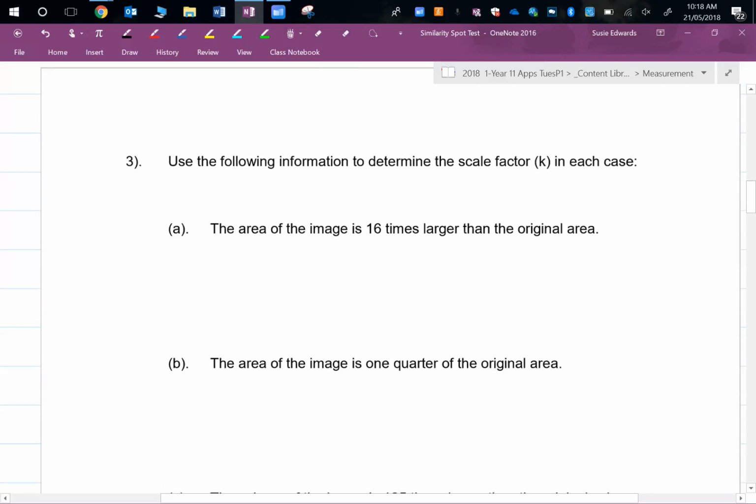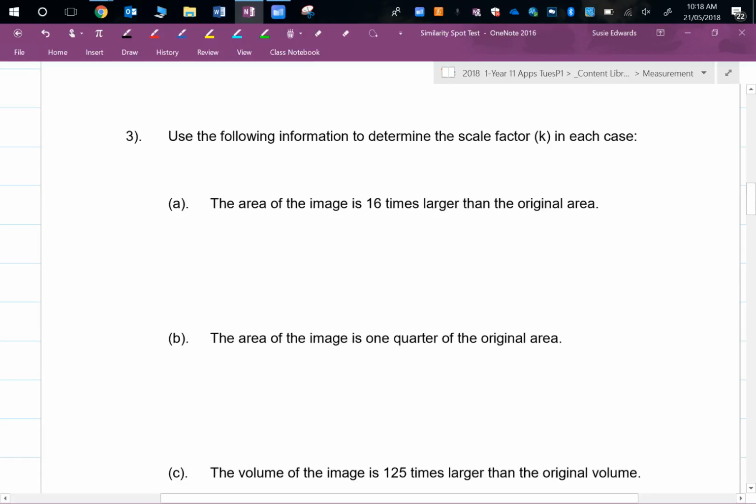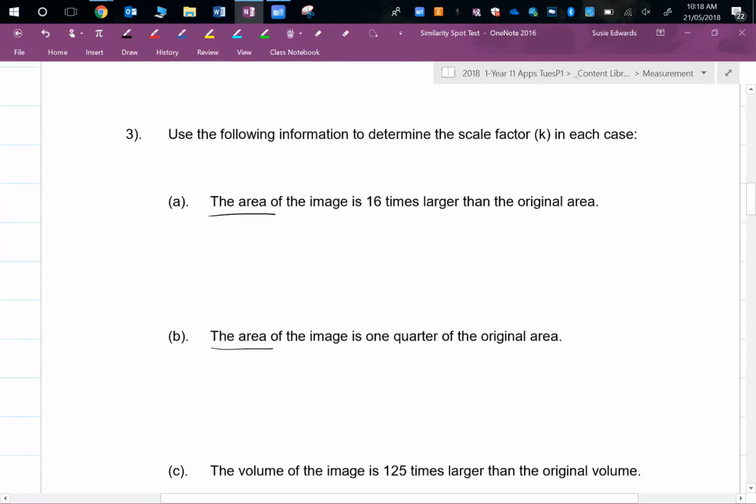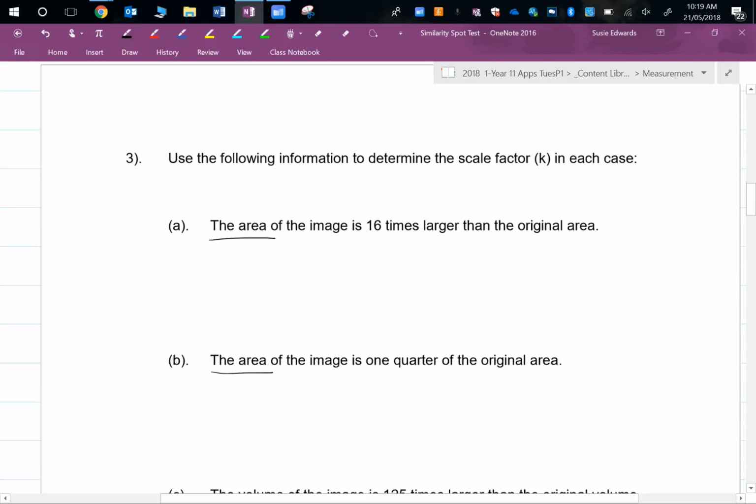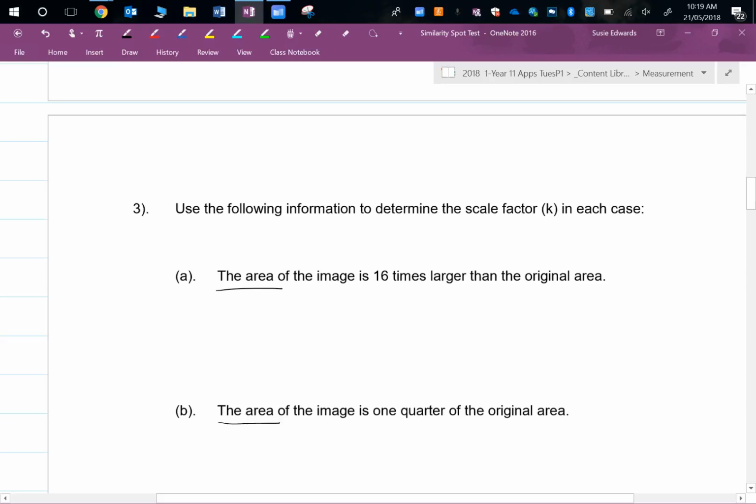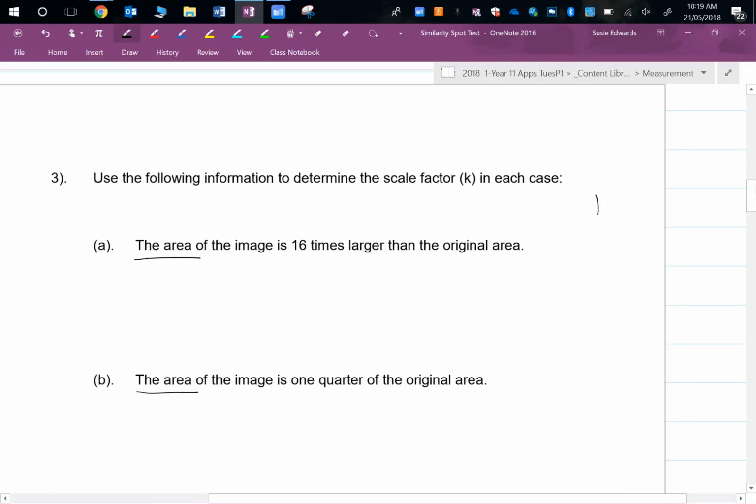Okay. Use the following information to determine the scale factor K in each case. Now, this is where the question comes in with area. You need to be aware of the word area and the word volume, because for length, K is just K to the power of 1. For area, it's K squared, and for volume, it's K cubed.